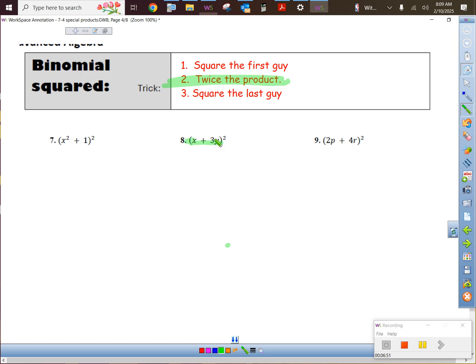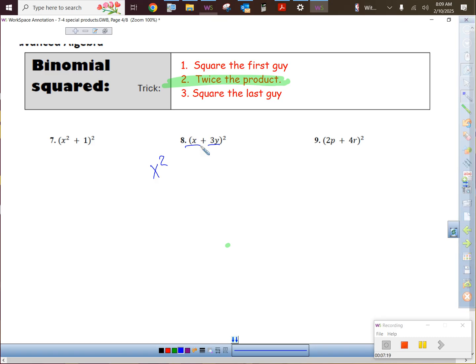First question, is this a binomial squared? Yes or no? So here's our trick. Square the first guy. What would you get? X squared. Then this twice the product is the real challenge. Here's how I say we should do that in 2 moves. Move 1, multiply these together. What's 3y times x? And if you could try to put the letters in alphabetical order also, what would that turn out to be? 3xy. Are you with me on that?